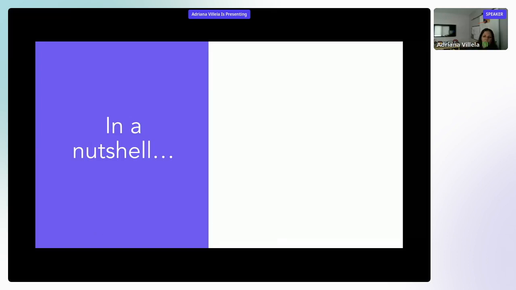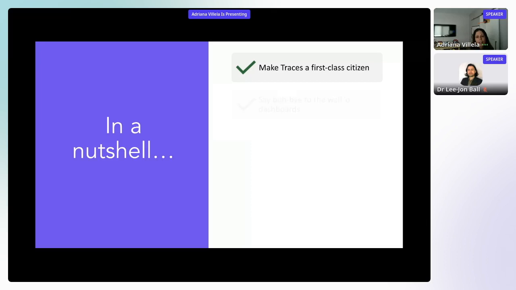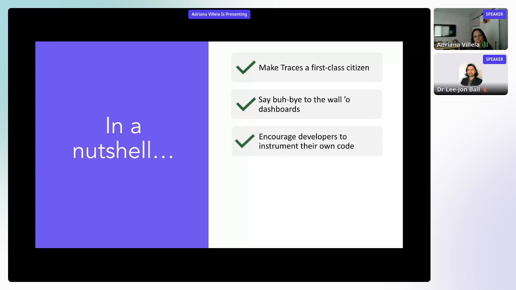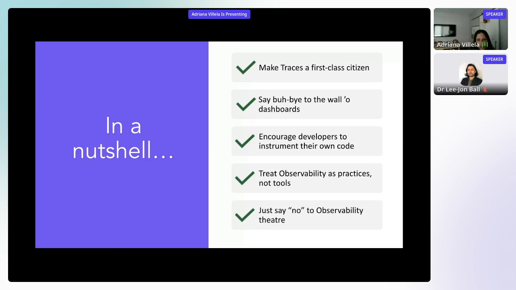Now, like all worthwhile things, achieving observability greatness isn't an overnight thing. But if you keep the following things in mind, it will help guide you on your observability journey. First, make traces a first-class citizen in your observability landscape. Secondly, say bye to the wall of dashboards and hello to alert-based SLOs. Encourage your developers to instrument their own code. Treat observability as a set of practices supported by tools. Sort your practices out before reaching out for the shiny new thing. I promise it'll be worth it. And finally, just say no to observability theater.